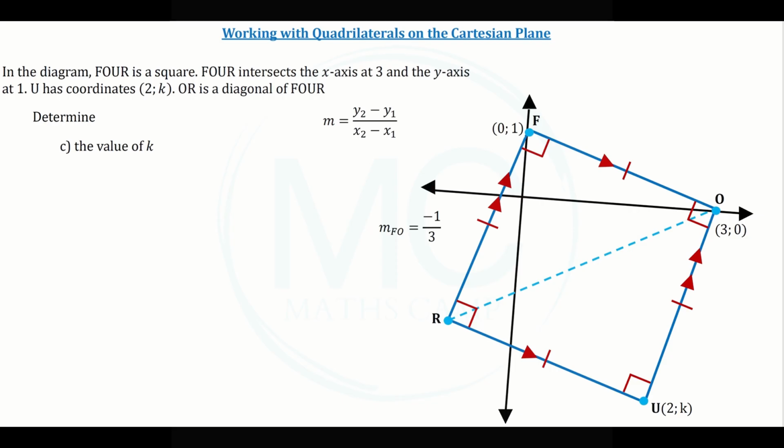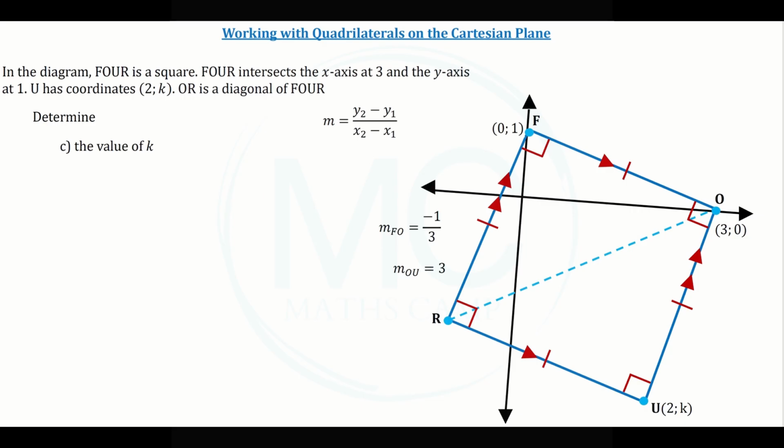To find K, we have to use point O. We have the coordinates of this point. We know that every interior angle of the square is 90 degrees, which means that OU is perpendicular to FO. So if the gradient of FO is negative 1 over 3, this means the gradient of OU must be positive 3 over 1, which is just positive 3. And we can make a note of this over here. Now we can use this information to solve for K.